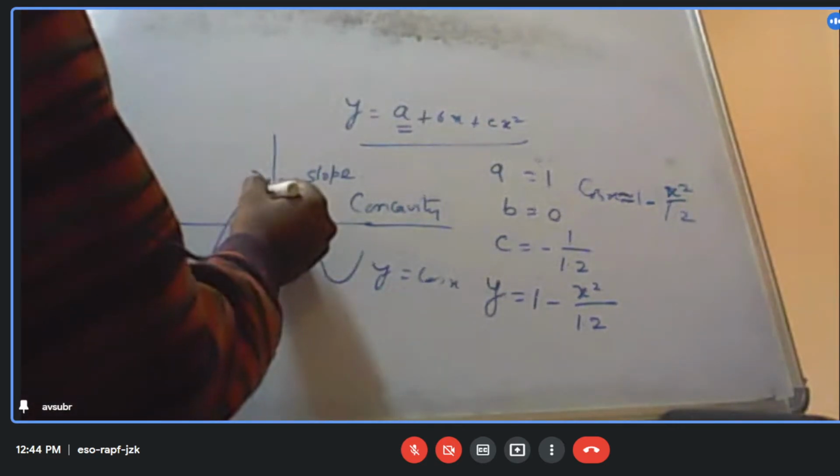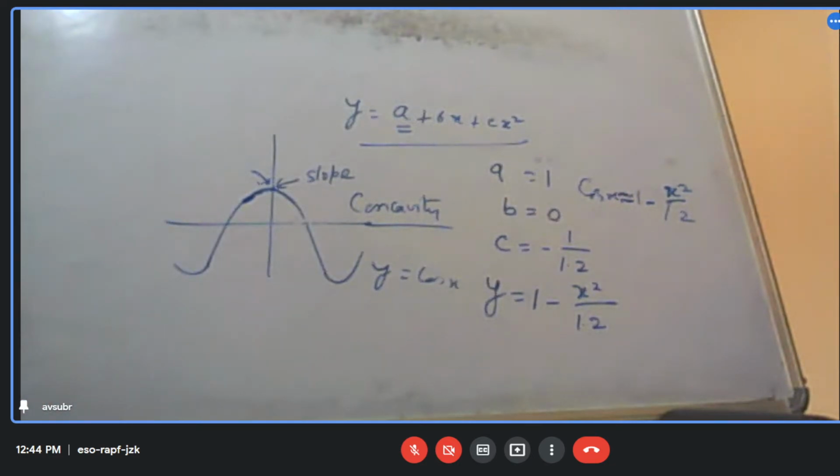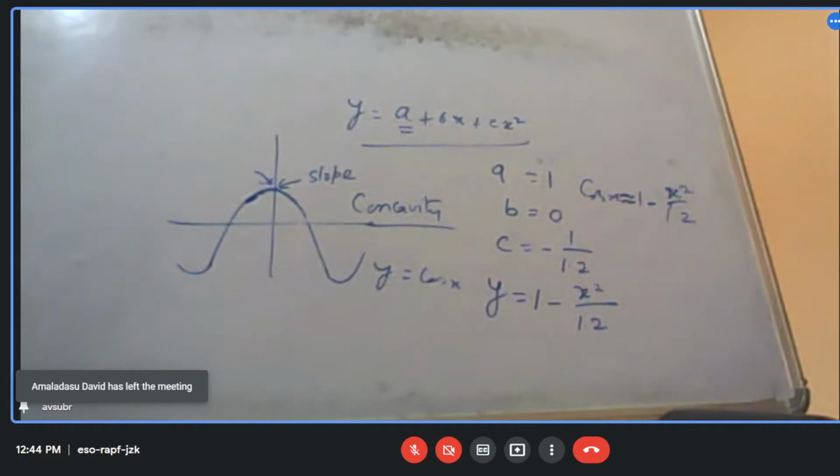How will this graph look like? This graph will look like this. Let me plot it in a different color.